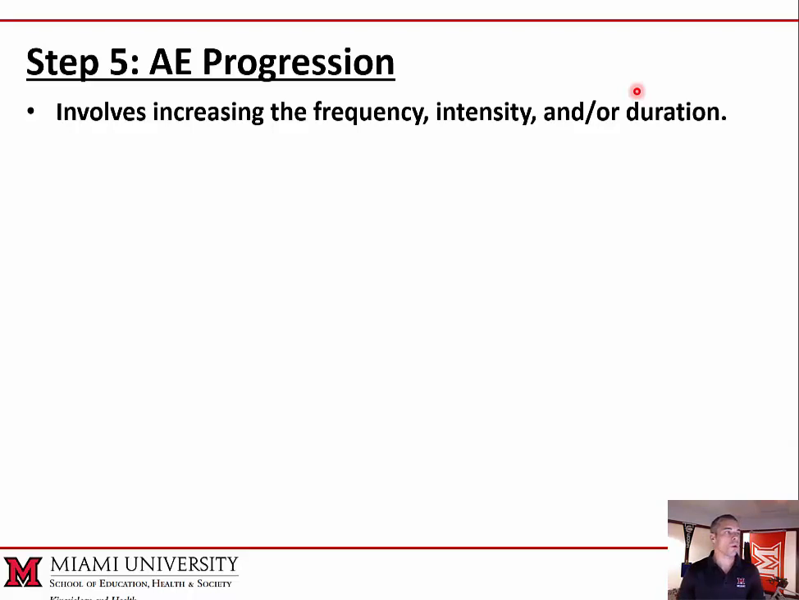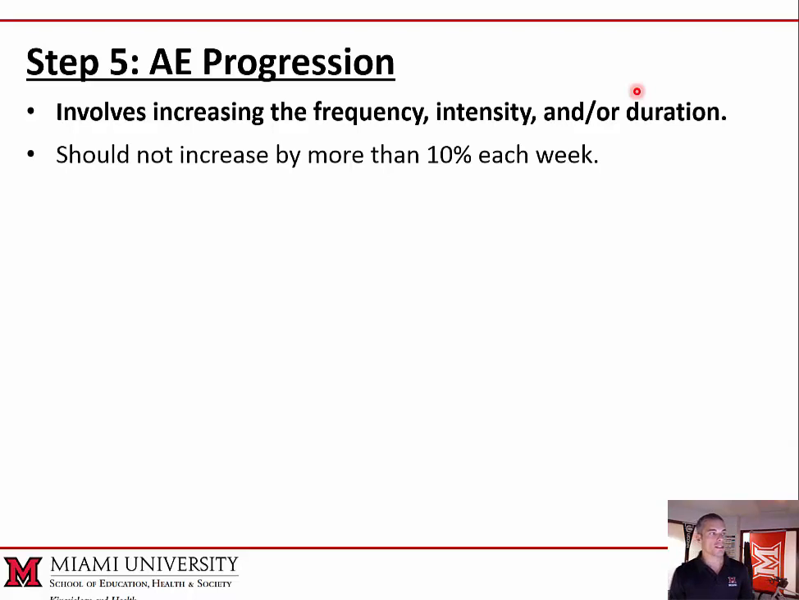We also have to talk about aerobic exercise progression. We know that once an individual begins an aerobic exercise training program, they need to continue and progress the program to either maintain or increase their aerobic exercise performance, which is the goal for many athletes. So progressing aerobic exercise training involves increasing the frequency, intensity, and/or duration of training. It's suggested that increases in frequency, intensity, and/or duration should not increase by more than 10% each week. So a more conservative approach here to avoid fatigue and overtraining.